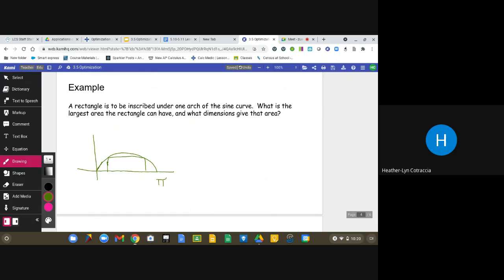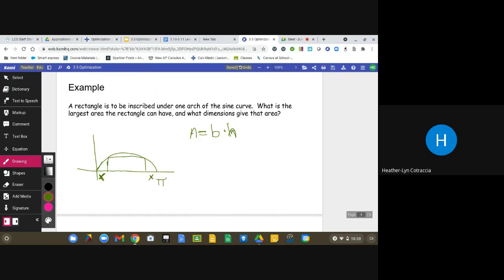Just as a side note, we know that the area of a rectangle is base times height. So what I'm going to do is call this little section right here x. Now, it's symmetrical, so that means that this over here is also x.